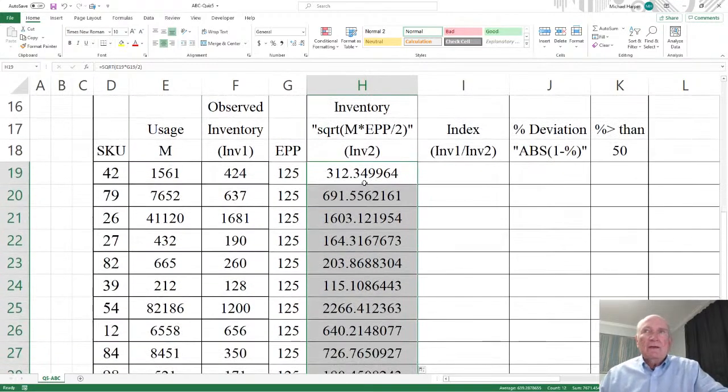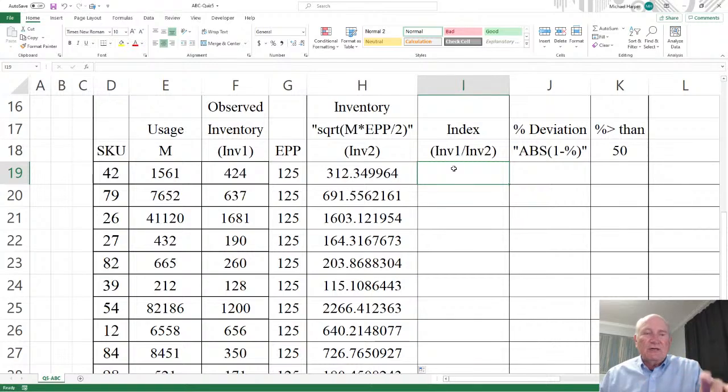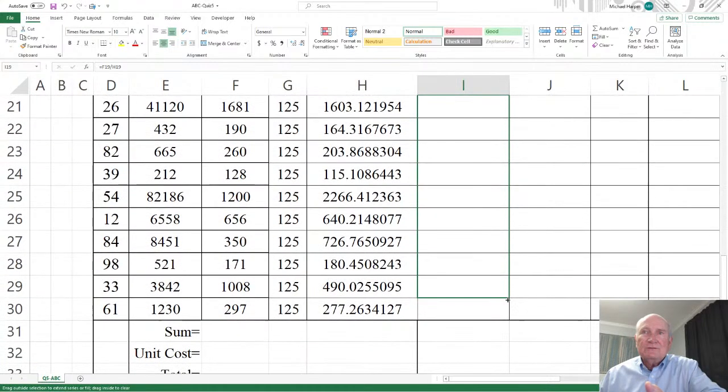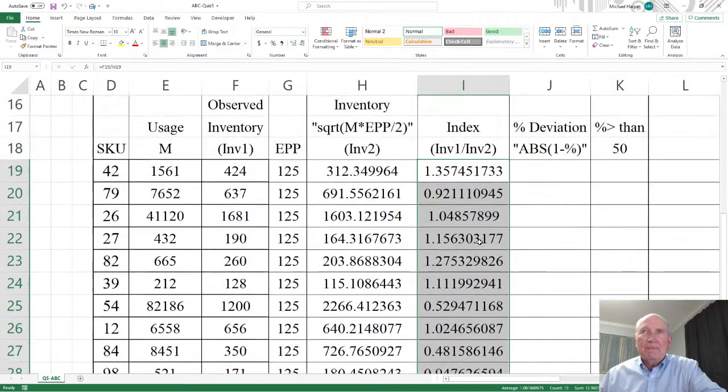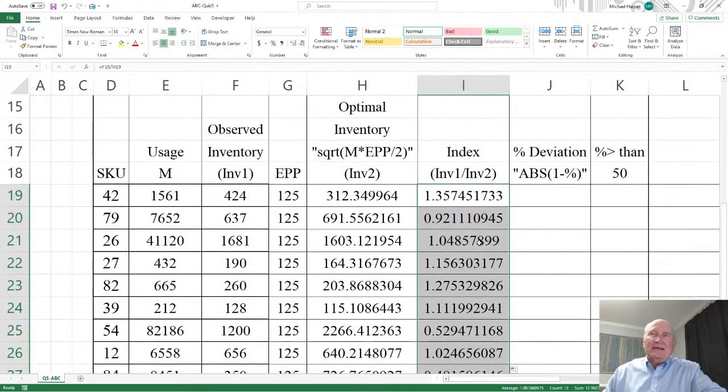Now let's take a ratio here, equals inventory 1 divided by inventory 2. And the difference is 35%. Then let's copy this down all the way down. So there's my ratio, and it's like an index, one relative to the other. It really doesn't matter which, because I want a 50% deviation, greater than or lower than.